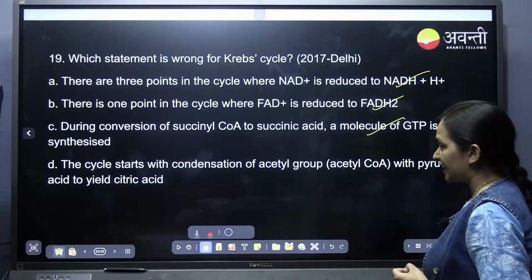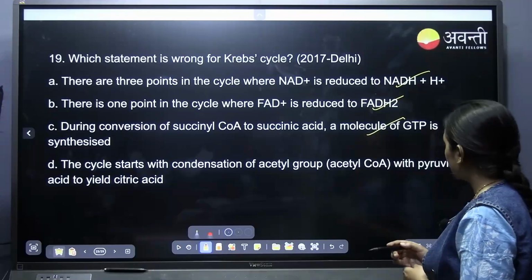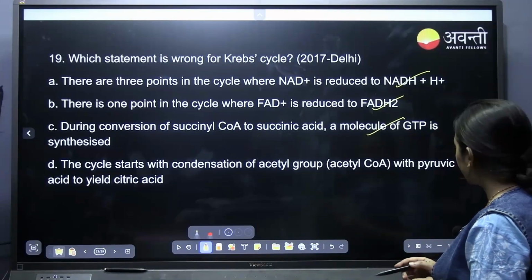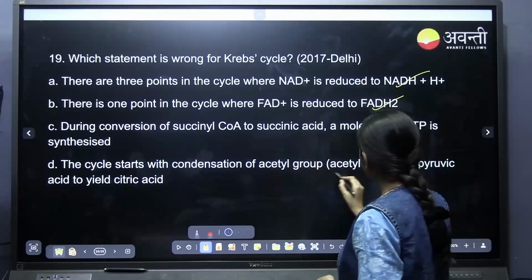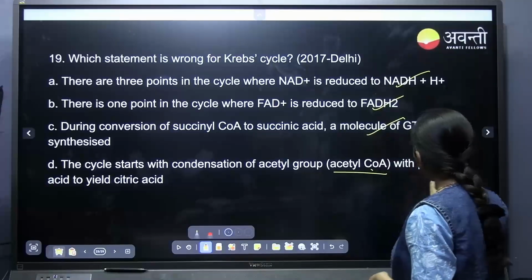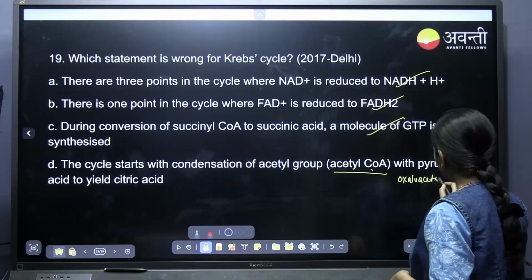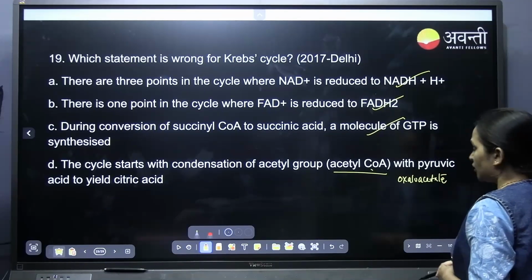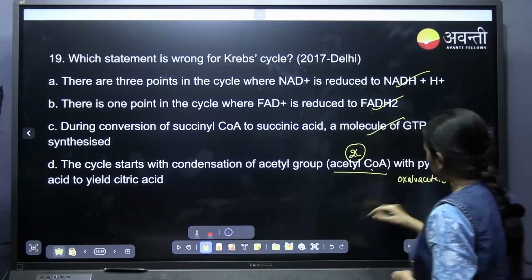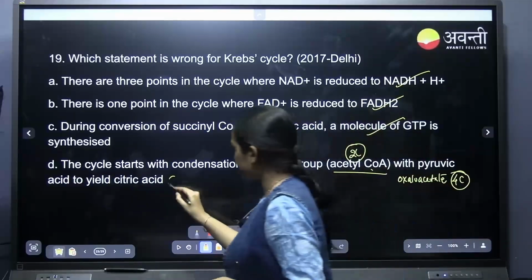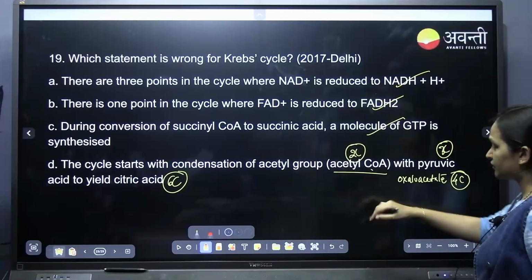Yes. The cycle starts with condensation of acetyl group, acetyl CoA, with pyruvic acid to yield citrate. Was it pyruvic acid? The acetyl group, that is acetyl CoA, was combining with oxaloacetate, which is a 4 carbon molecule. Acetyl CoA is a 2 carbon molecule. So 4 plus 2 became citric acid, that is a 6 carbon molecule. Pyruvic acid is a 3 carbon molecule, and pyruvic acid was converted into acetyl CoA.